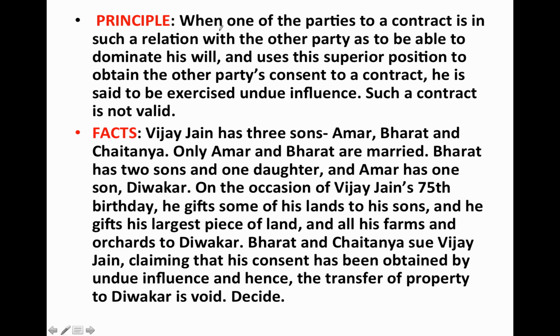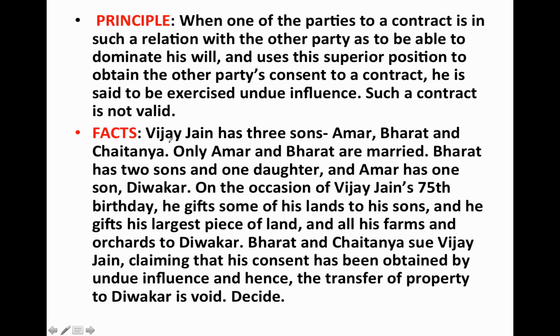Coming to the principle here, when one of the parties to a contract is in such a relation with the other party as to be able to dominate his will and uses this superior position to obtain the other party's consent to a contract, he is said to be exercising undue influence. Such a contract is not valid. This means that if you have power over someone and you make them do something forcefully, that act is not legal. You can challenge it by saying you are using undue influence over such a person. So this is the gist of the principle.